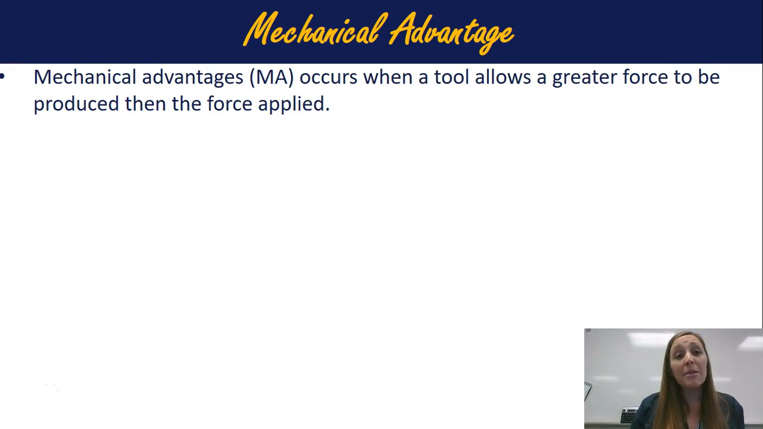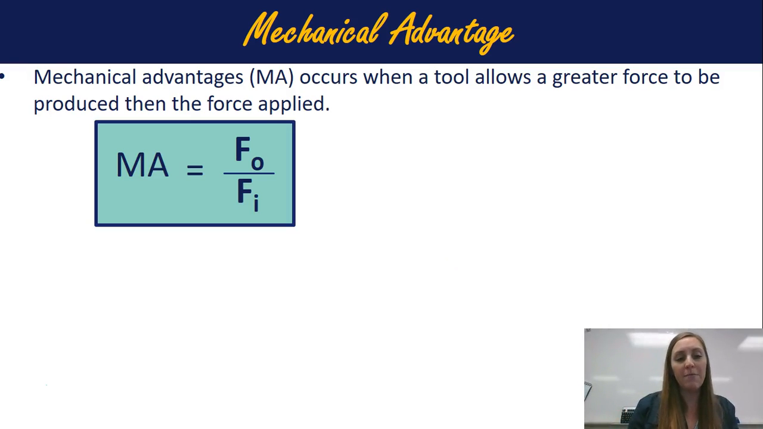All right, the next thing we can talk about is mechanical advantage. So this is a really important concept for mankind. We use it all the time to make our lives easier. Mechanical advantage occurs when a tool allows a greater force to be produced than the force applied. So when you press on your brakes, you're not actually putting forth the force that it requires to stop your car. That would be impossible for your foot to press that hard in that amount of space. So we use a mechanical advantage. We use mechanics to make things easier, and there's a formula for it.